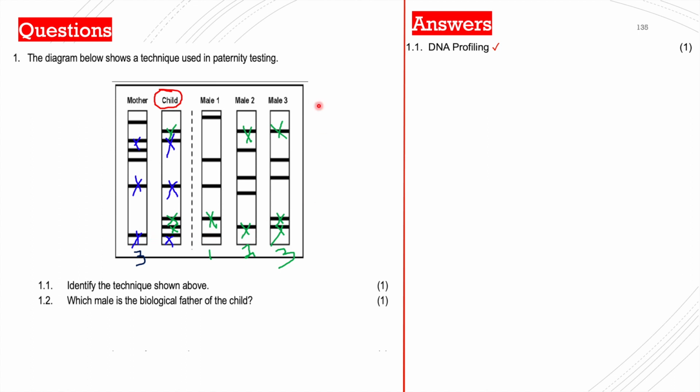So that's how we analyze the DNA profiles when we are determining paternity. When we are determining paternity, 50% of the black bars or the black bands of the child's DNA profile must match that of the mother, and the other 50% of the pattern of black bars must match that of one of the alleged fathers.